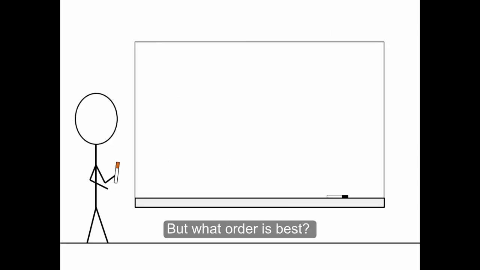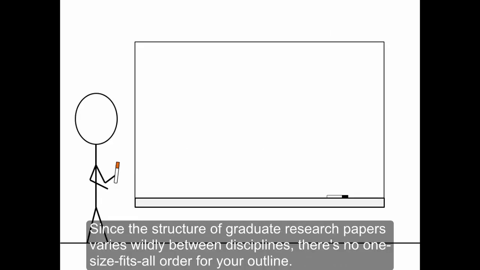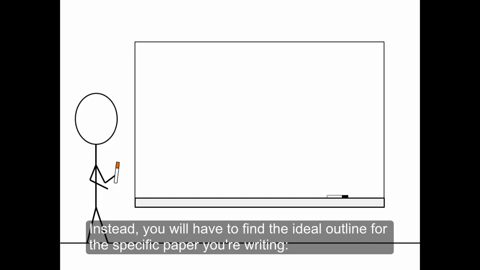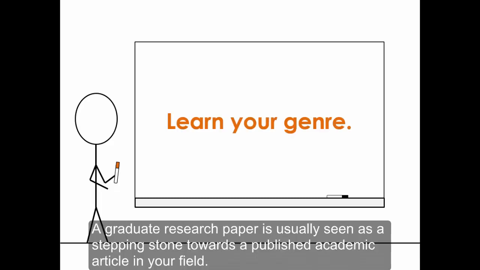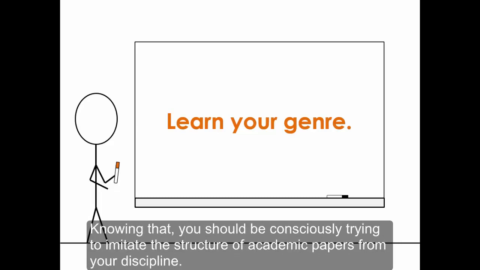But what order is best? Since the structure of graduate research papers varies wildly between disciplines, there's no one-size-fits-all order for your outline. Instead, you will have to find the ideal outline for the specific paper that you're writing. First, you will need to learn your genre. A graduate research paper is usually seen as a stepping stone towards a published academic article in your field. Knowing that, you should be consciously trying to imitate the structure of academic papers from your discipline.